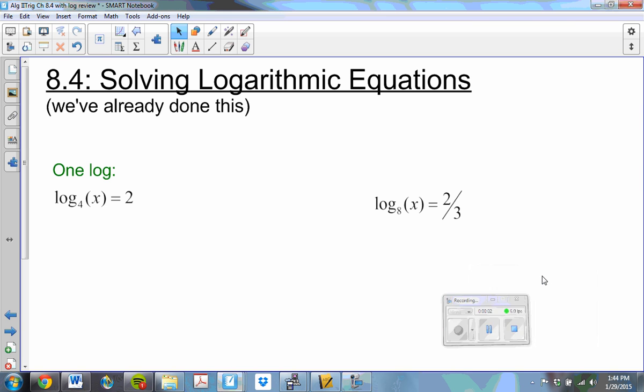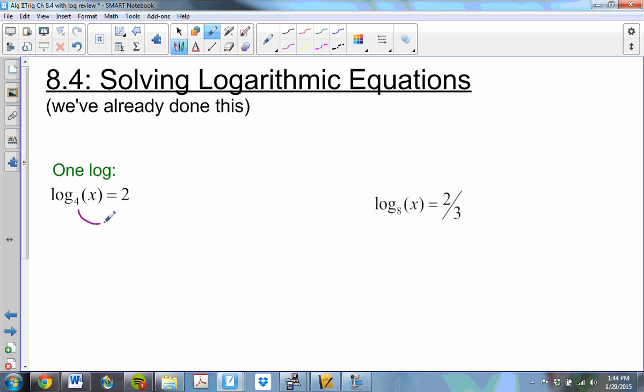8.4 is on solving logarithms, at least solving basic logarithms. This is actually something we've kind of already done. We've talked about converting and about simplifying or evaluating. Well, if I just convert this from log form to exponent form, I end up with 4 to the second equals x in that conversion. Well, now the x is by itself, so I know that x equals 16. I've solved the equation, I know what x is.